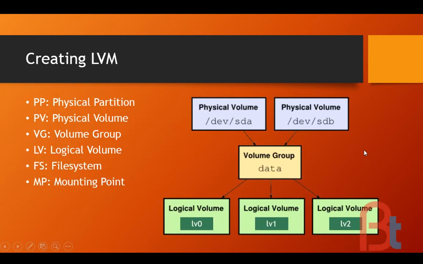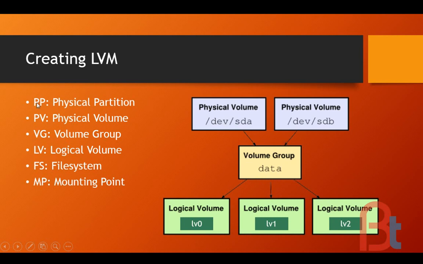So here you can see the model. We have two hard drives here, /dev/sda and /dev/sdb. We can combine these two hard drives and create a volume group with the name data, or you can give any type of name. And then with the help of this volume group, we can create many different logical volumes. Here you can see LV0, LV1 and LV2. These are three logical volumes created with the help of this volume group data.